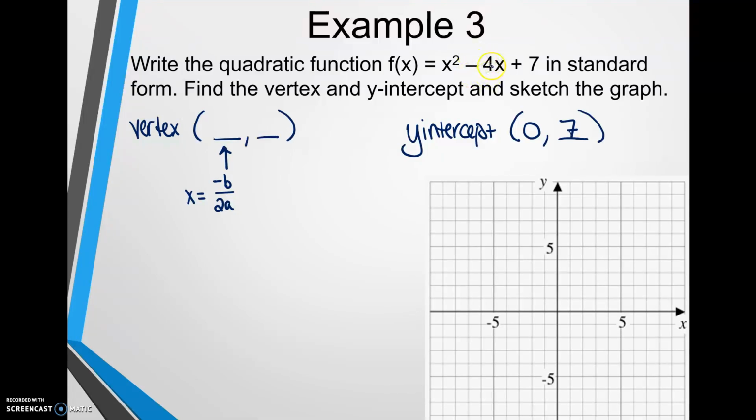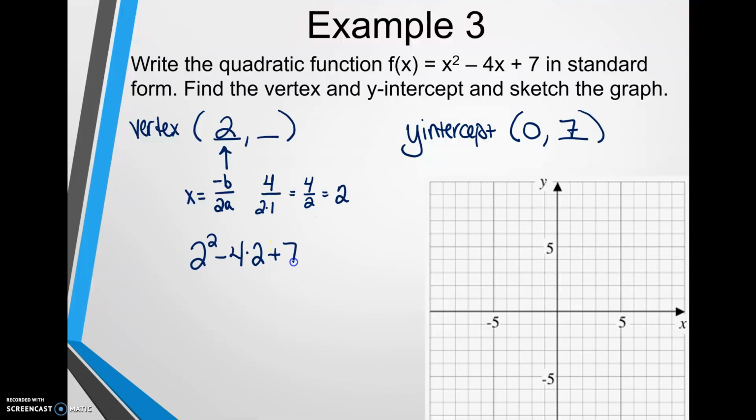So b is the number in front of x. In our case, b is negative 4, but we need to use positive 4, divided by 2 times our a value, which is 1. And 4 divided by 2 is 2. Once we find that the first part of the vertex is 2, to find the rest of it, we need to plug that number in. So we need to do 2 squared minus 4 times 2 plus 7.